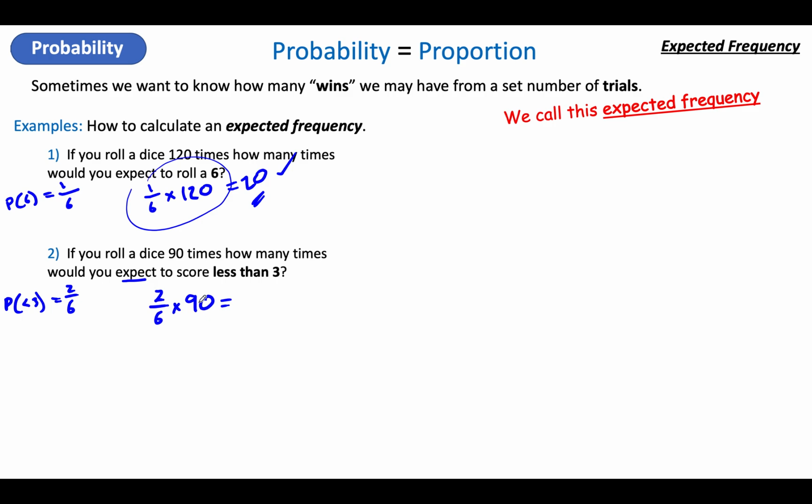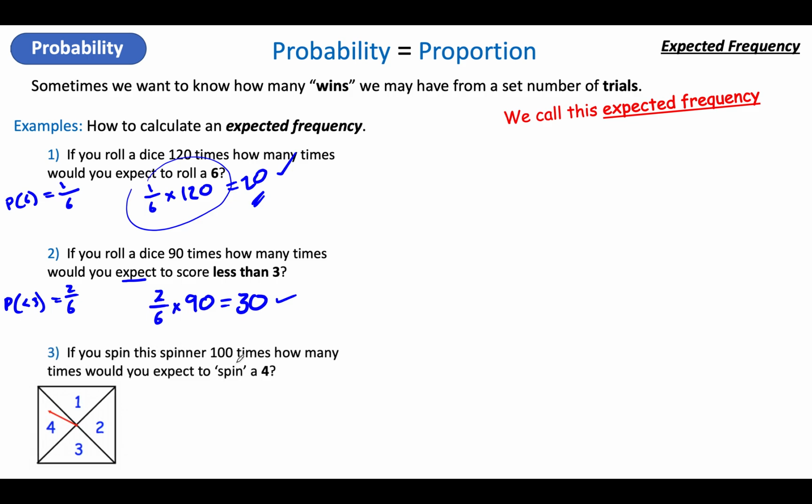So 90 divided by 6 times by 2. Or if you've got a decent calculator, put your fraction in, 2/6 times by the 90. And it tells me that it's 30. I would expect to get 30 rolls that are less than 3. So find the probability of your win, and that is the proportion of your amount that will be wins.